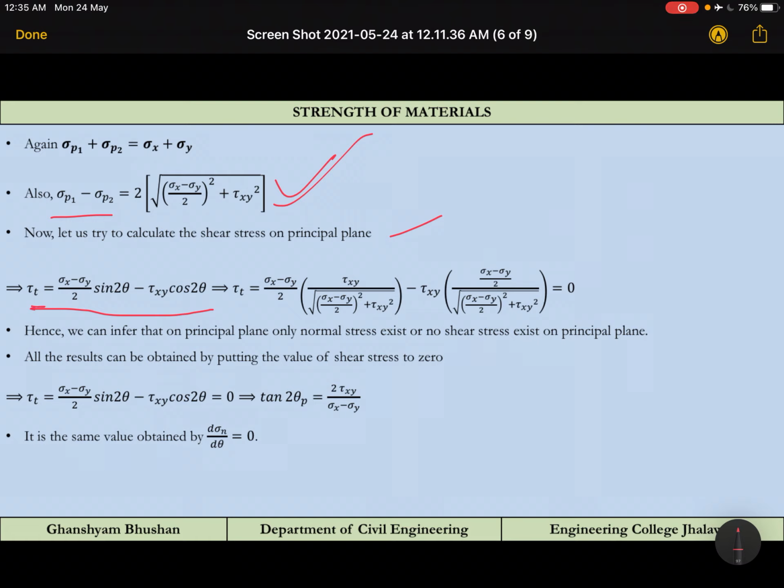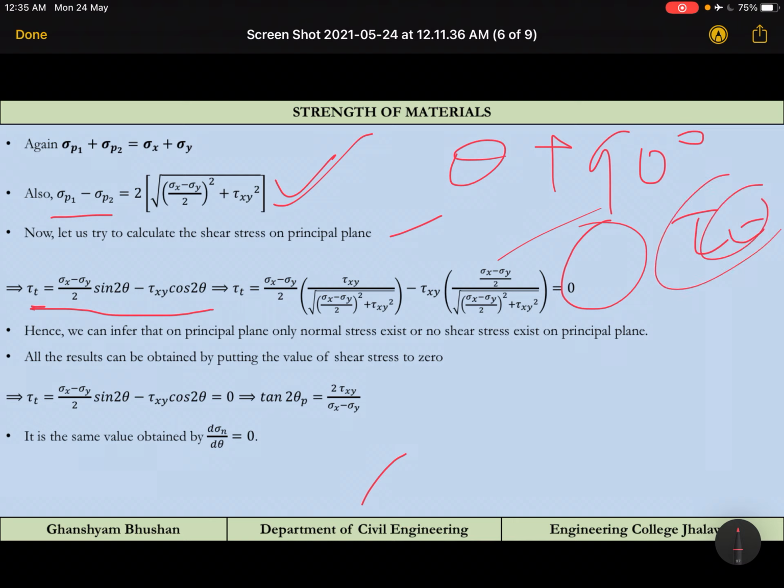So when you put the value of theta, you will end up getting 0. Even if you put theta plus 90 degrees, you will get the same value, that is tau t is 0. That means on a principal plane only normal stresses exist, no shear stress. So the principal plane will be free from shear. There is no shear acting on the principal planes.